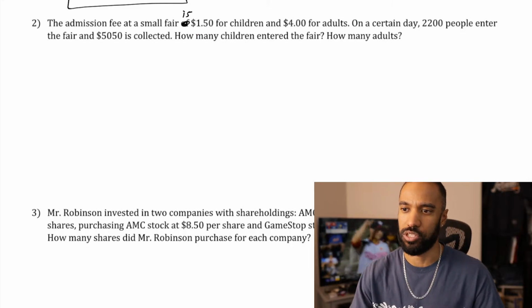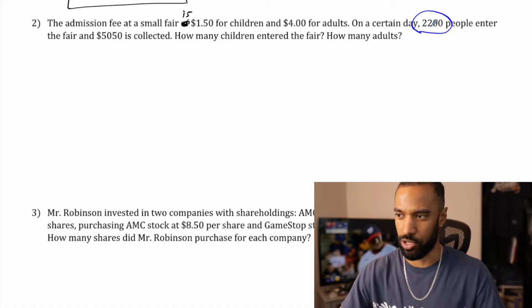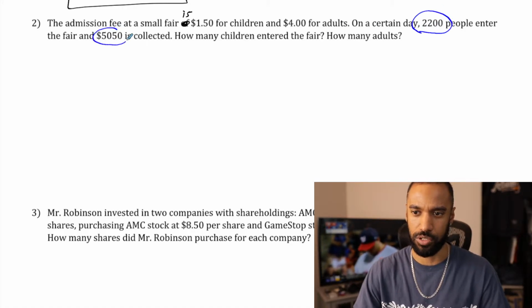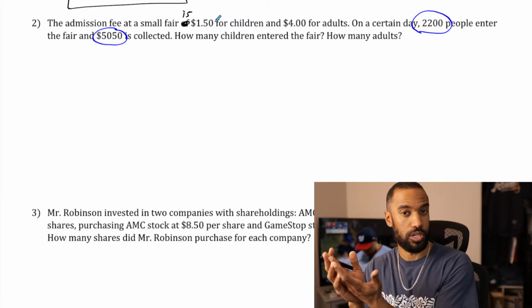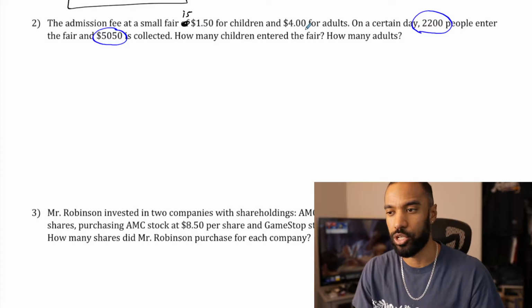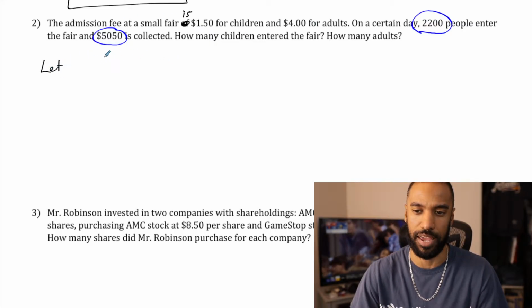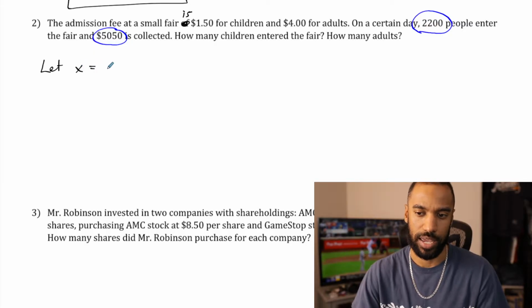One of them is based off the number of people who enter the fair: 2,200 people enter the fair, and we have $5,050 collected. Two different equations, a people equation and a money equation. Now, we need to know how many children entered and how many adults entered. Again, those are our unknowns, the things we get to define. I'm just going to use x and y each time for these.